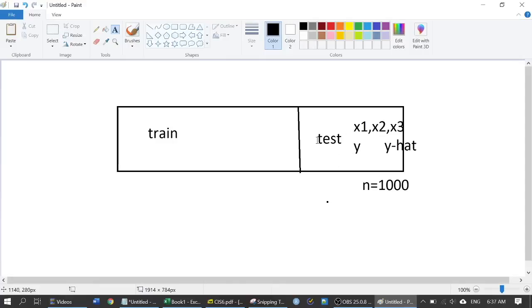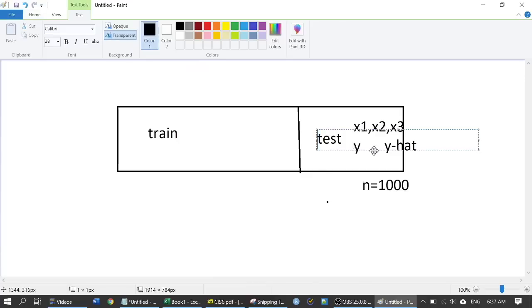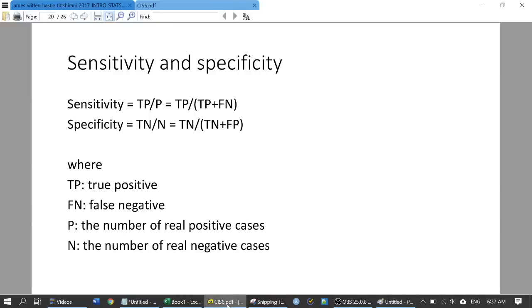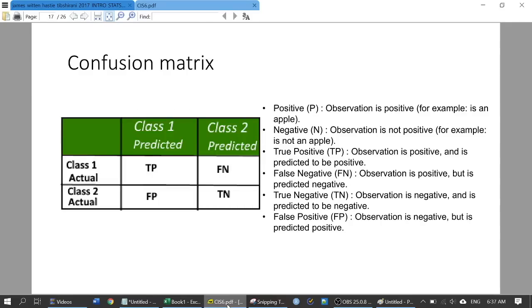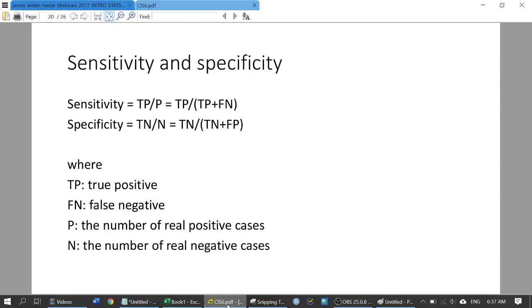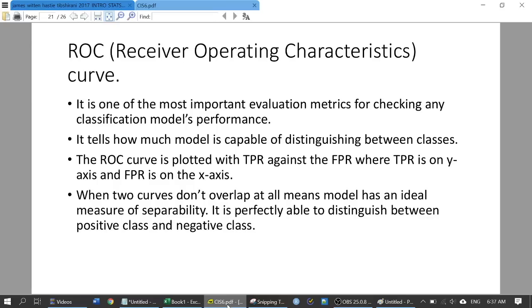And once you get this from the test data set, you're going to compare the predicted value of y with the actual value of y. And from here, you should come up with a confusion matrix like this. And from this confusion matrix, you can compute the classification rate or the accuracy and precision, and also the sensitivity and specificity.